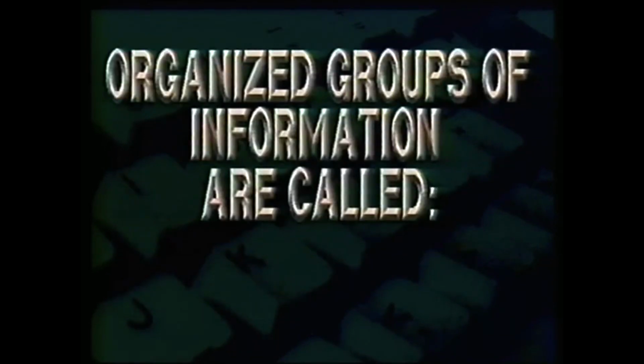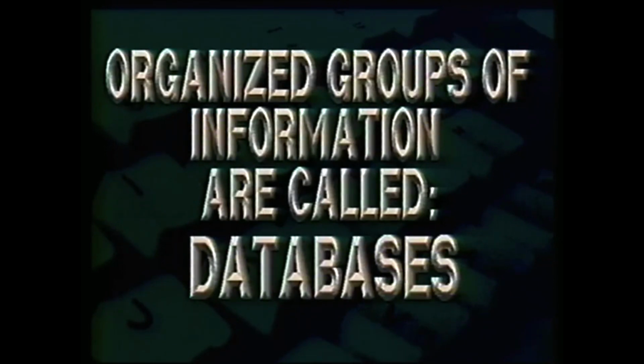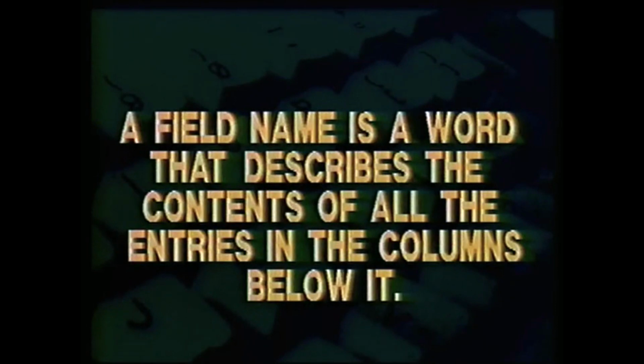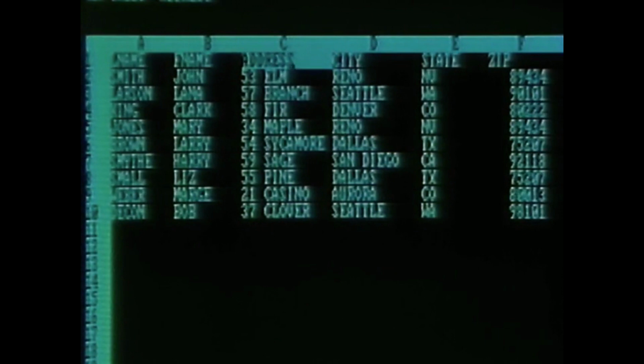Organized groups of information are called databases. The address list on the screen right now is a database. The first row of a 123 database consists of field names. A field name is a word that describes the contents of all the entries in the columns below it. This database has a field name for last name, first name, address, city, state, and zip code.